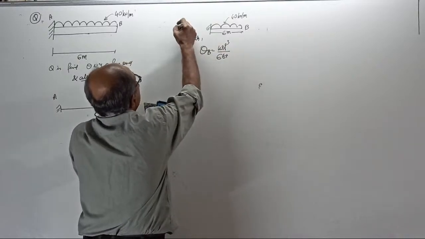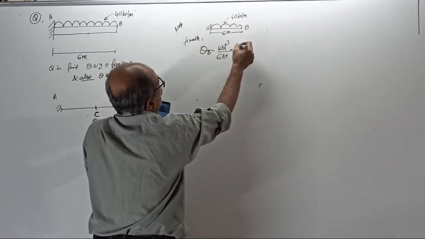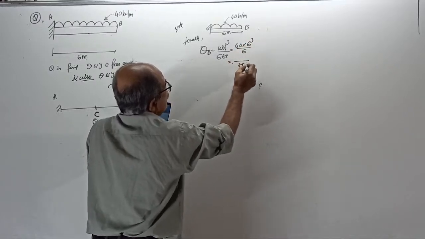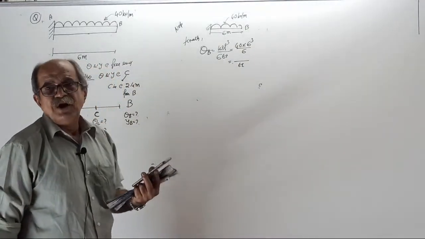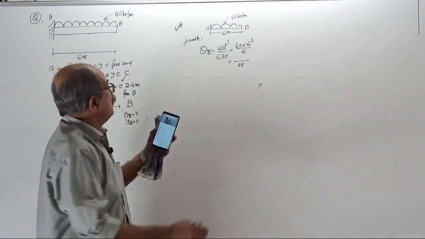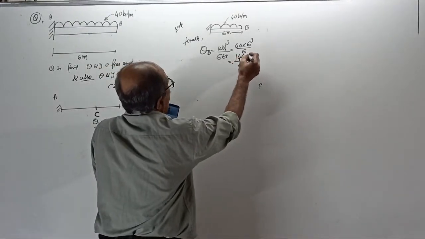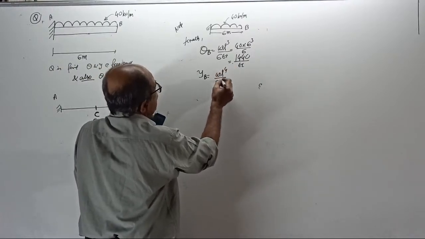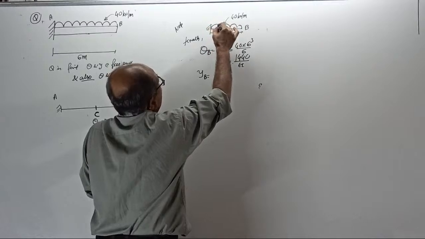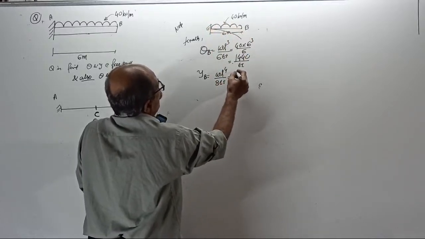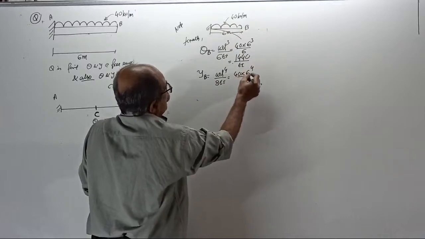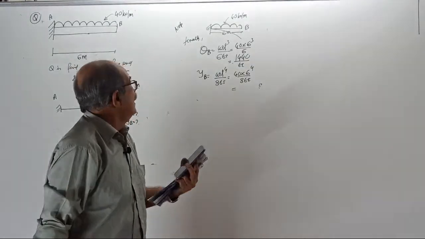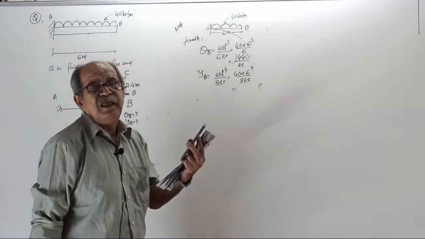This is just a note. Answer, 40 into 6 cube divided by 6. Anybody can tell the answer? Something by EI. Answer, 40 into 6 cube by 6, you know the answer. 1440. And deflection at B equal to WL power 4 by 8 EI, because when the beam bends this way, deflection at B equal to 40 into 6 power 4 by 8 EI. Tell the answer. Deflection, don't give the wrong answer. 40 into 6 power 4 by 8 EI is the deflection.